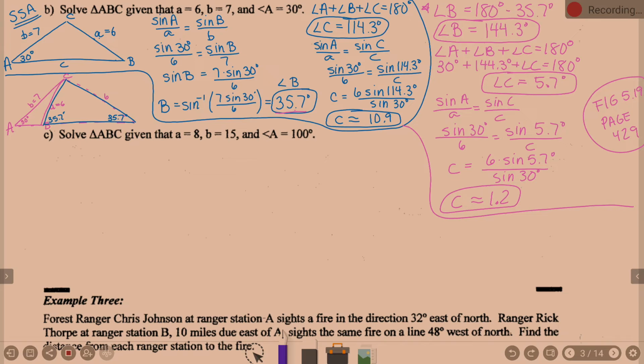Now, I'm given an obtuse angle here, so I'm going to sketch mine obtusely. Is that a word? It is now. So A is 100 degrees. We know that side A is 8. Side B is 15. And that is our provided information.